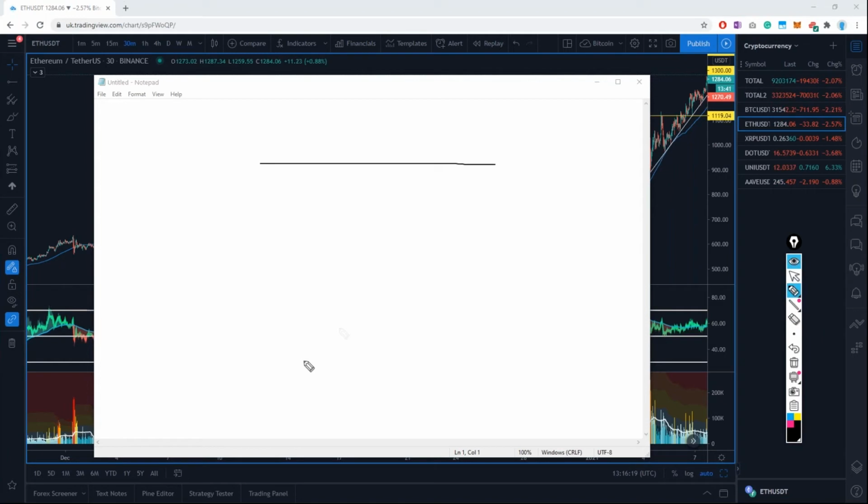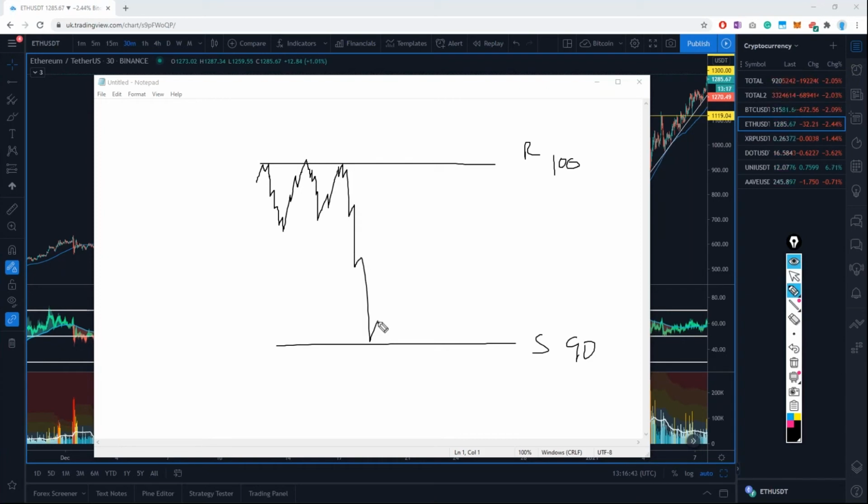So let's assume we've got two pivot points, support and resistance. Let's call this 90 handle, so it reaches 90, and this reaches 100. Let's assume that price action has tested this level multiple times. It comes to our support region, holds this region, and eventually it's somewhere up here. We are here.